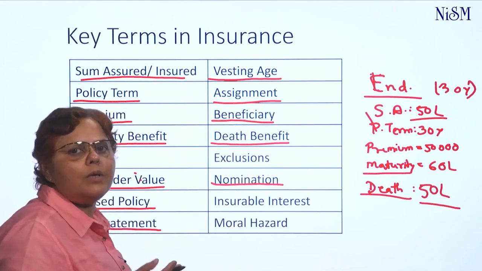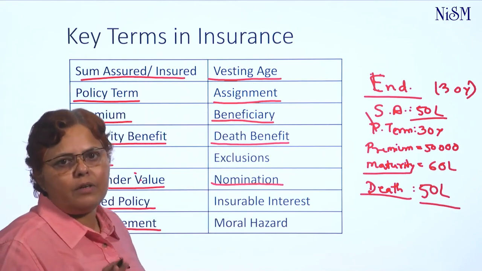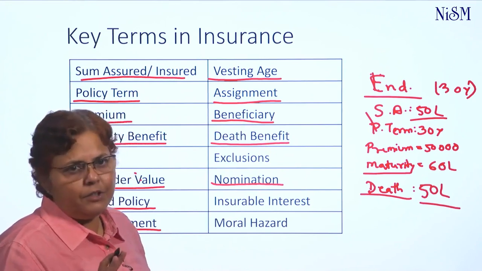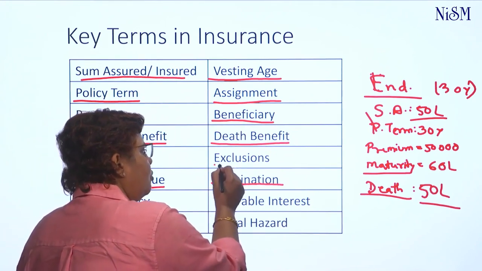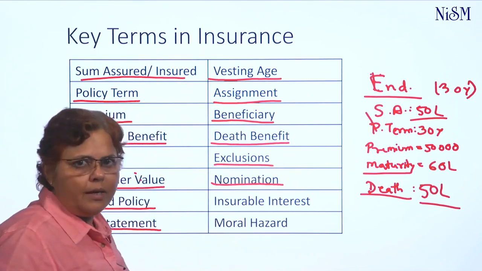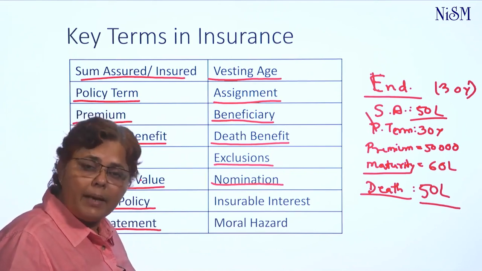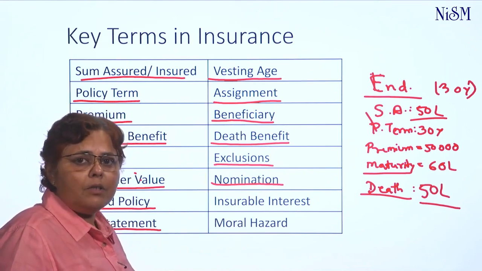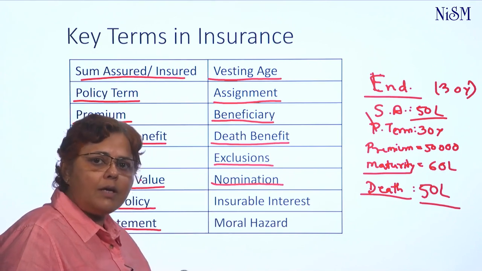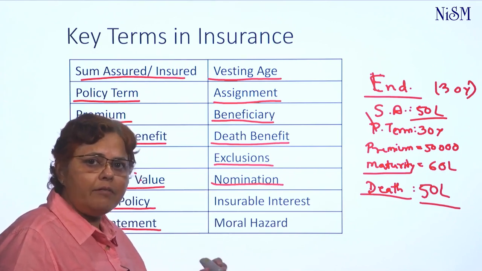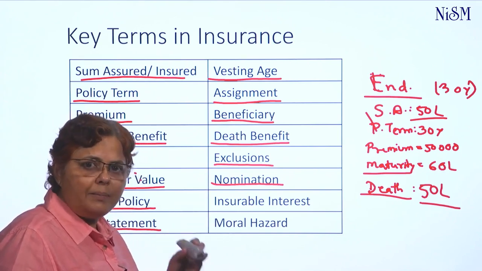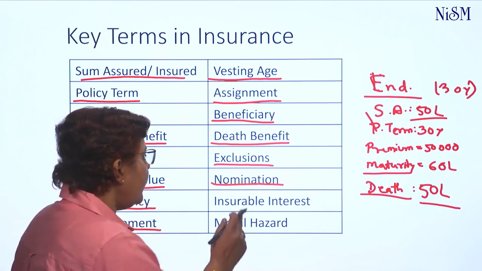Beneficiary, the one who actually gets the benefit out of a trust, is called beneficiary. Exclusions, remember I spoke about this earlier also. Exclusions are very important mainly in health insurance, because in the policy exclusions are written, and these conditions will never get fulfilled or accepted for the claim. That is called exclusions.